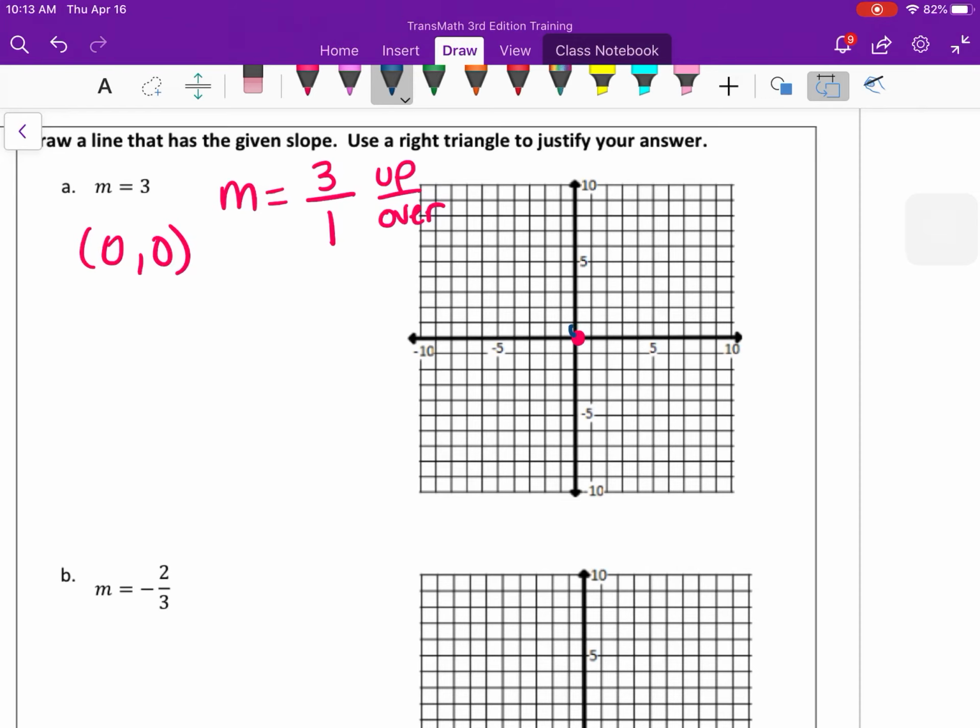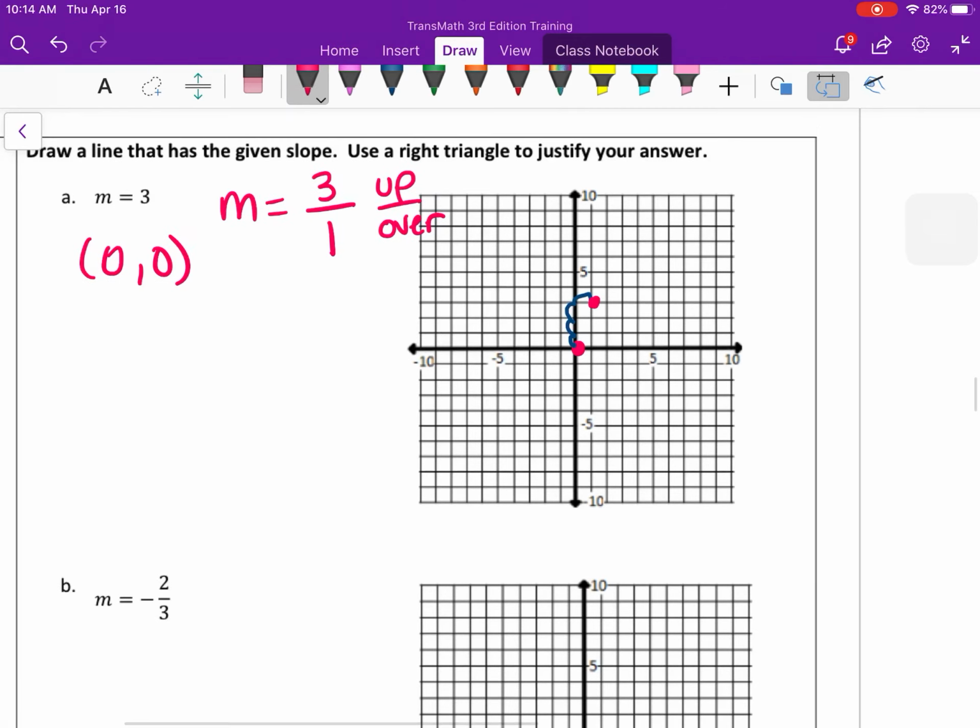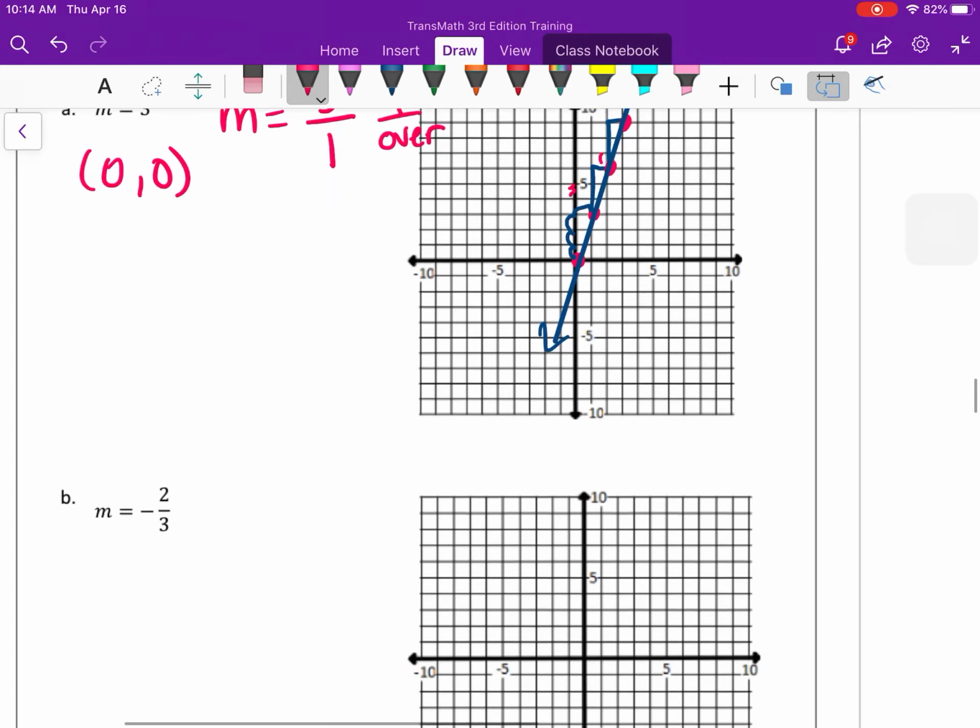So from my 0, 0 point, I'm going to go up 3 to the right 1, and that's my next point right there. So drawing that right triangle would be up 3 to the right 1, and there's my other point. So that is how I can get my line with a slope of 3 using the right triangle. And you can see that 3 over 1, that right triangle there.